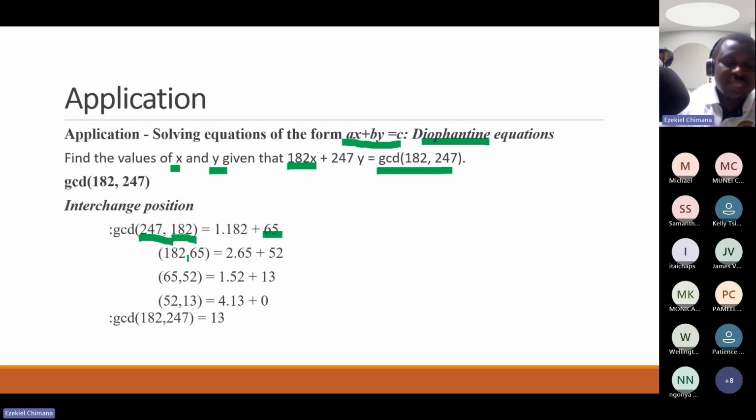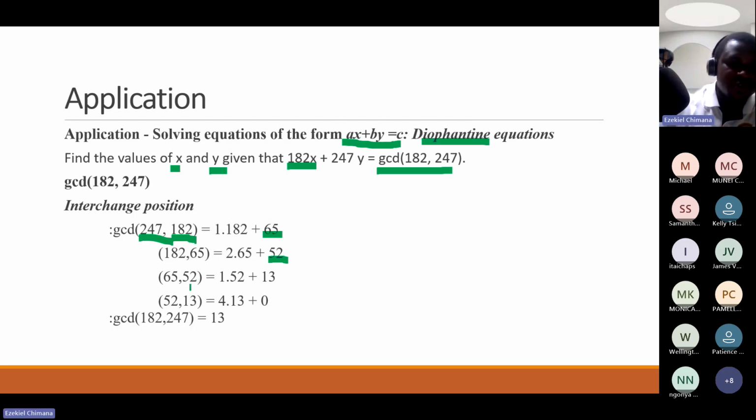After doing that, you divide A by B. So 65 into 182 is 2 times, and it leaves a remainder of 52. That's why I've got 2 times 65 plus 52 to get this 182. Because the remainder is not equal to 0, what do we do there? We make this B become our A, and we make this remainder become our B.